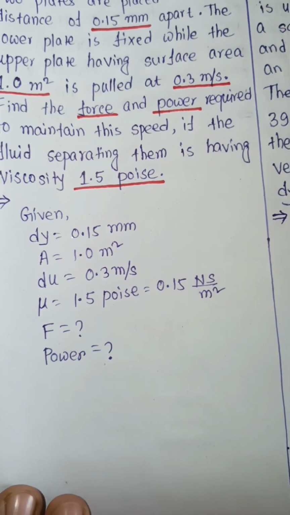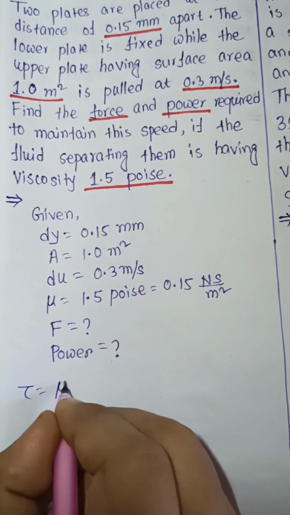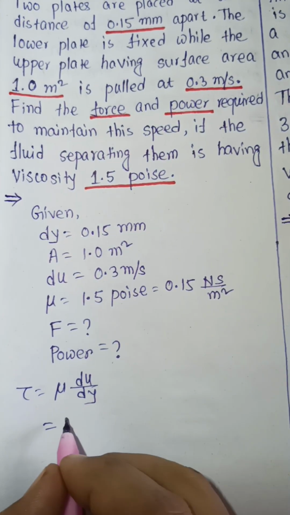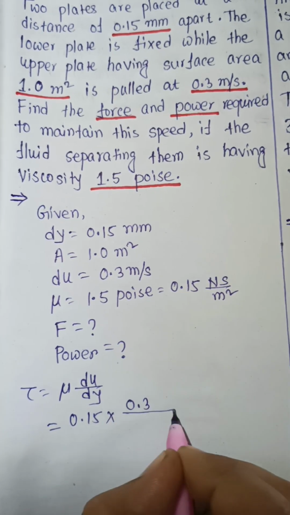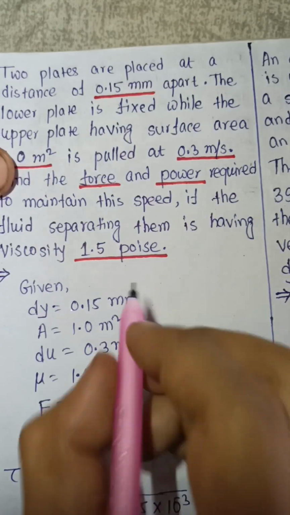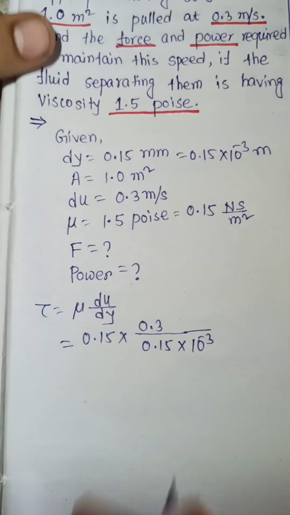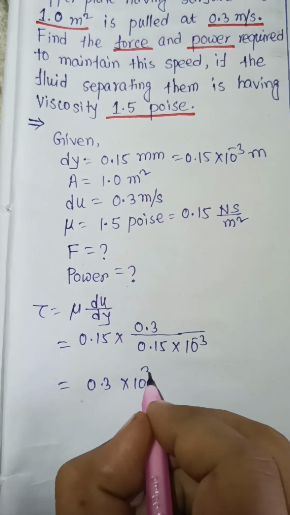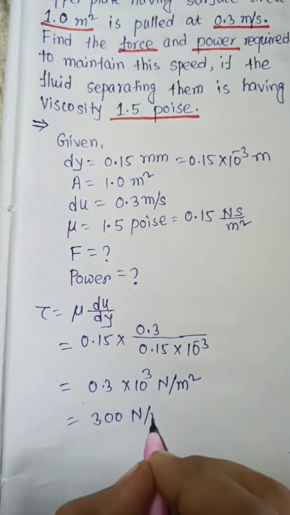Here we know that from Newton's law of viscosity, tau equals mu into du by dy. So tau will be mu, that is 0.15, du that is 0.3, dy that is 0.15 into 10 to the power minus 3. We convert it into meter, that is 0.15 into 10 to the power minus 3 meter. So this will be 0.3 into 10 to the power 3 Newton per meter square. If you calculate that value, that is 300 Newton per meter square.